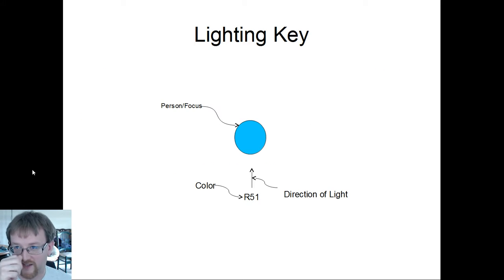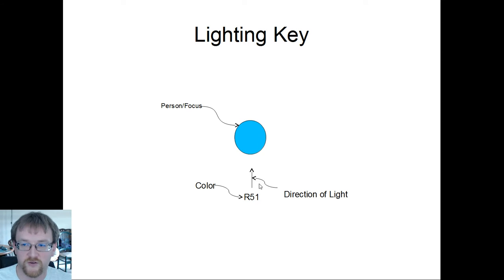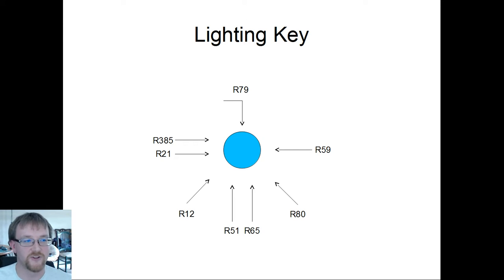Here is a basic lighting key. This lighting key is one set of lights, one direction, one color. You have the person or your focus area, your direction that the light is coming from, and the color that it is. This is the basis of every lighting key. So a completed lighting key would look something like this.